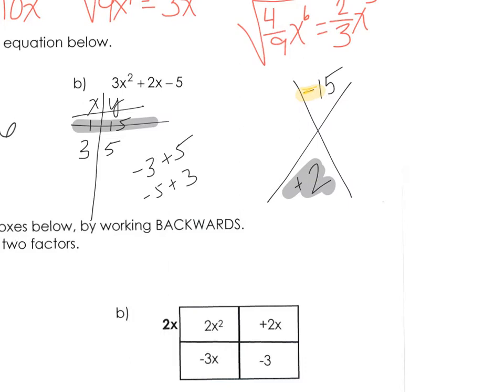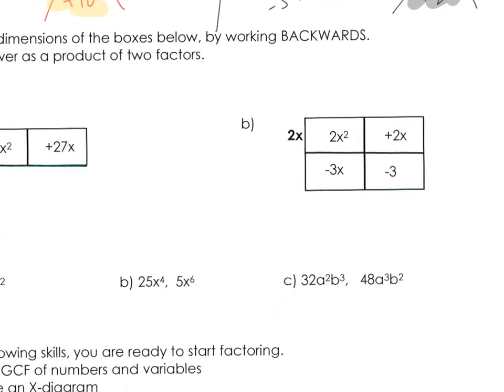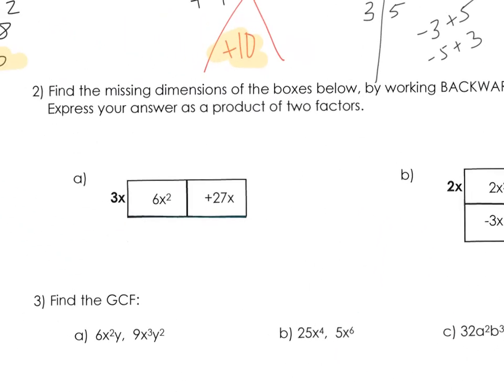And then in order to get a positive 2, I have to make sure the 5 is positive and the 3 is negative. And then I like to always double check in my head and go, okay, negative 3 times positive 5 is certainly going to get me that negative 15, and negative 3 plus 5 is going to end up being a positive 2. Okay. All right, working backwards here.